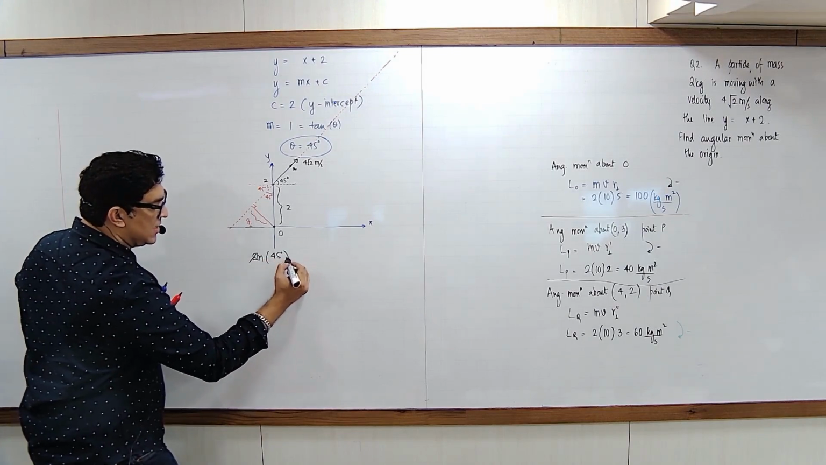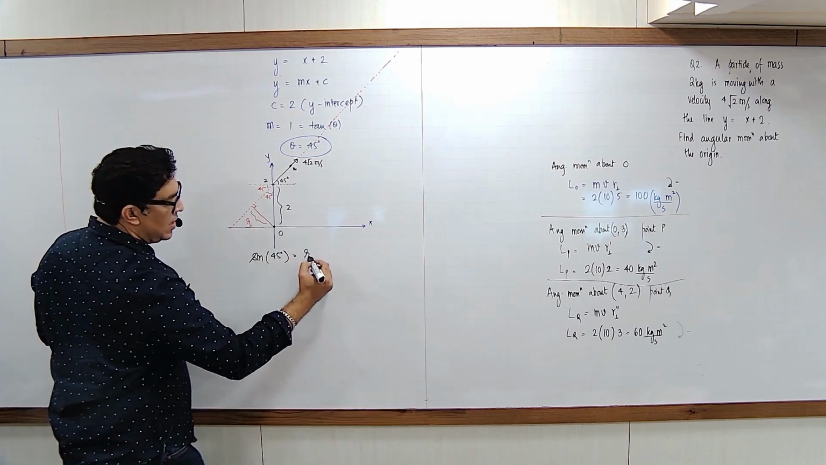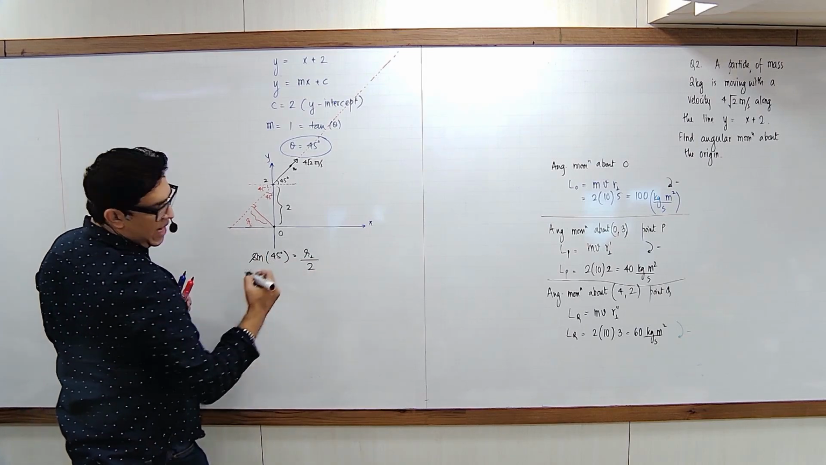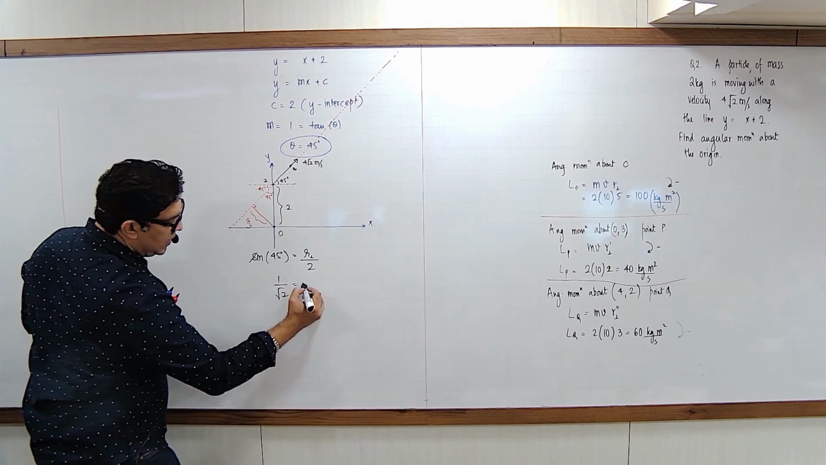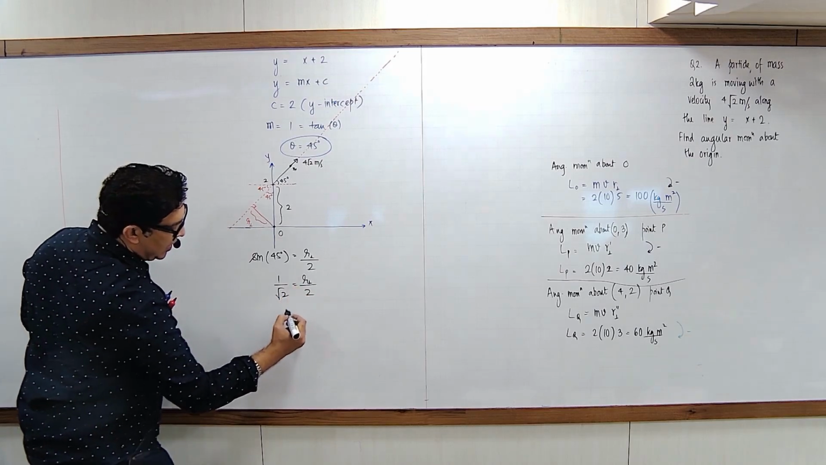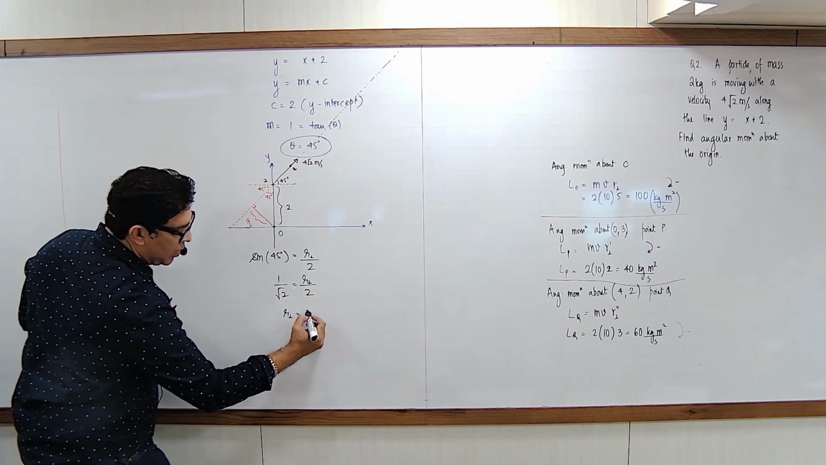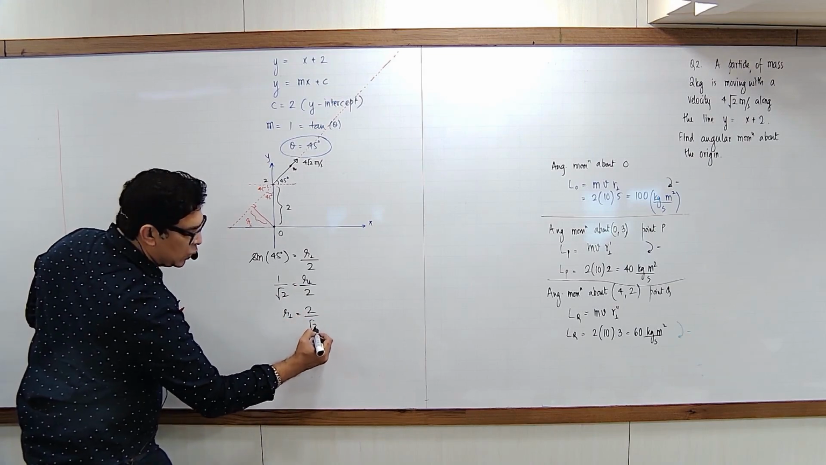sin 45 is equal to opposite. Who's the opposite? R perpendicular upon 2. So what is the value of sin 45? Come on, 1 upon √2 is equal to what? Come on, R perpendicular upon 2. So R perpendicular will be equal to what? Come on, 2 upon √2. Now you can solve it.